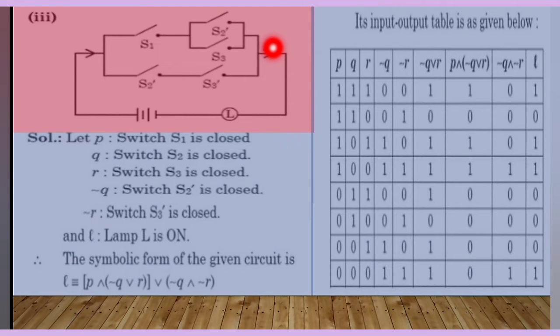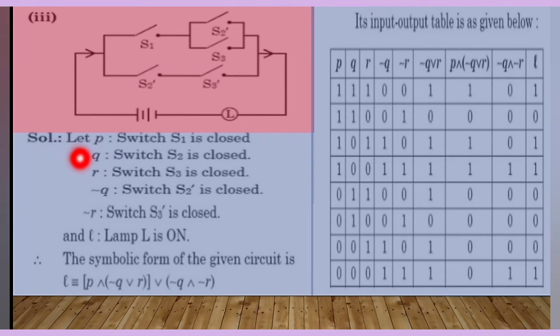See here, question 3. First count how many switches. Write the names S1, S2 dash, S3 dash, S3, S2 dash and S3 dash. This is P, this is negation Q, this is R, this is negation Q, and this is negation R.